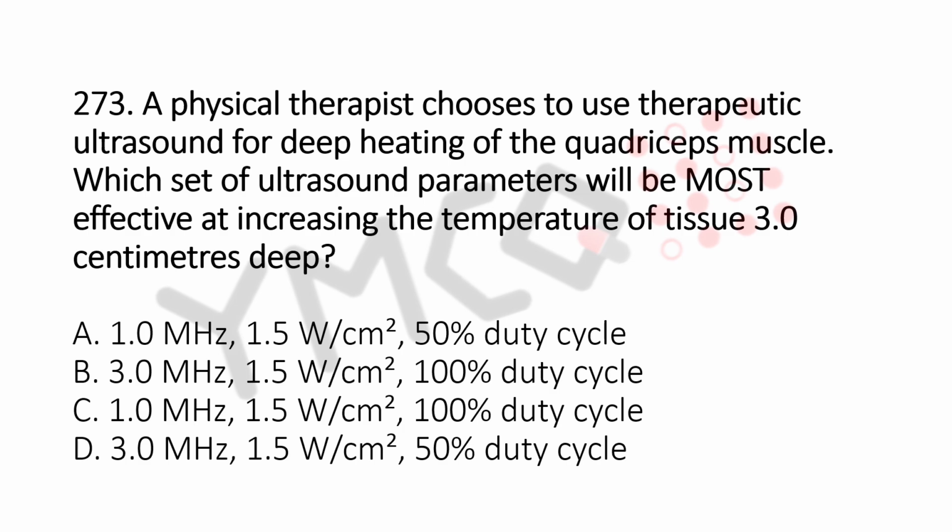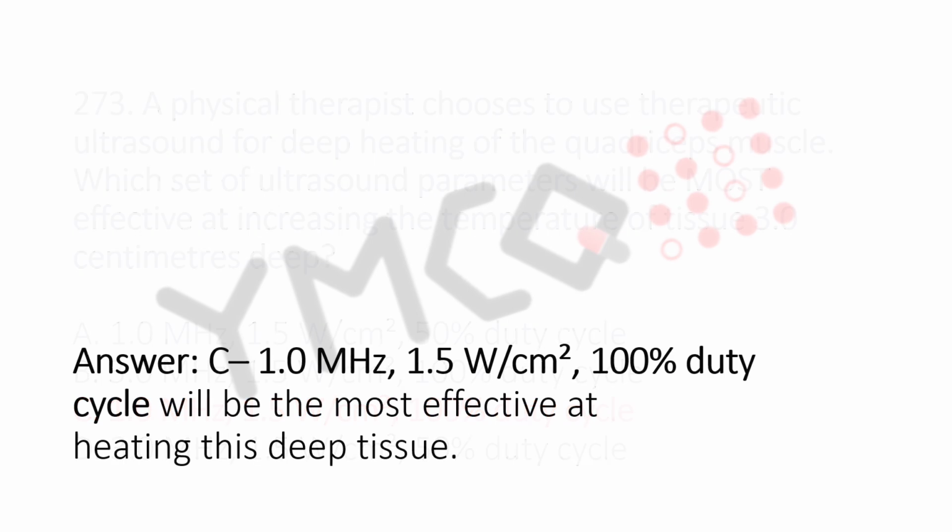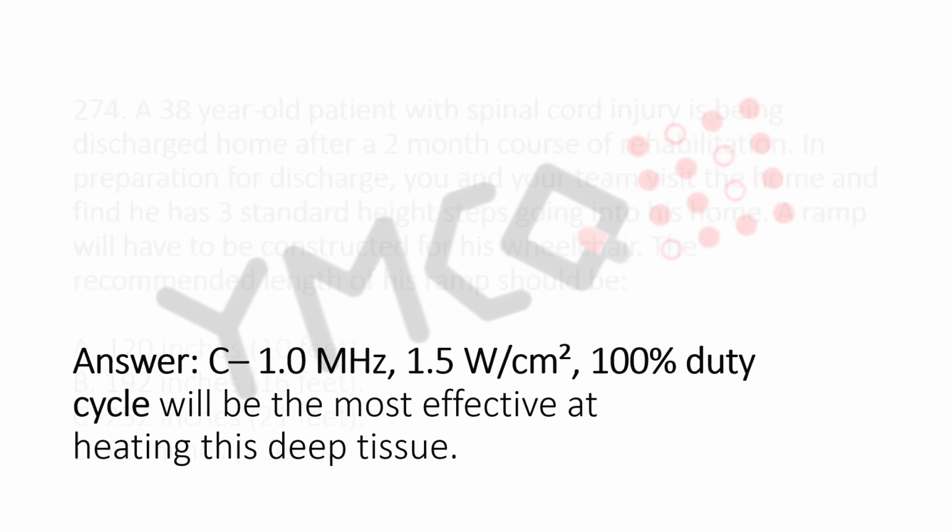And the answer is Option C, 1.0 MHz, 1.5 watts per square centimeter, 100% duty cycle. Explanation for this question is, 1.0 MHz, 1.5 watts per square centimeter, 100% duty cycle will be the most effective at heating this deep tissue. Now let's move to question number 274.